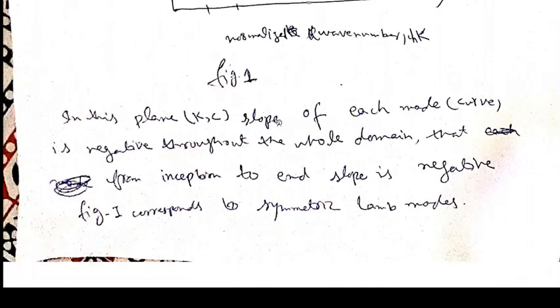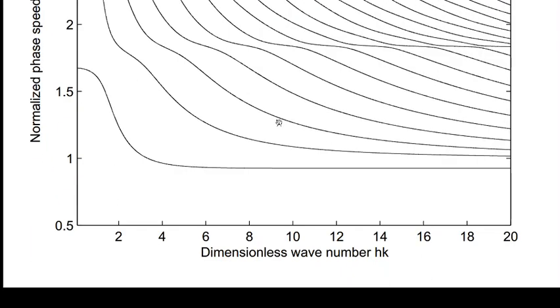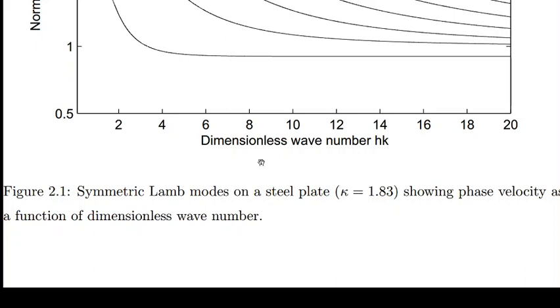And this always corresponds to the value of C equal to CL. What is CL here? As we are using symmetric Lamb modes on a steel plate when kappa is 1.83, showing phase velocity as a function of dimensionless wave number. So we have an isotropic steel plate. The values of CL and CT are given in the literature, and with the help of those we have kappa. What is kappa for this? Kappa is 1.83. Kappa is equal to CL by CT. When you divide CL by CT you will have kappa.